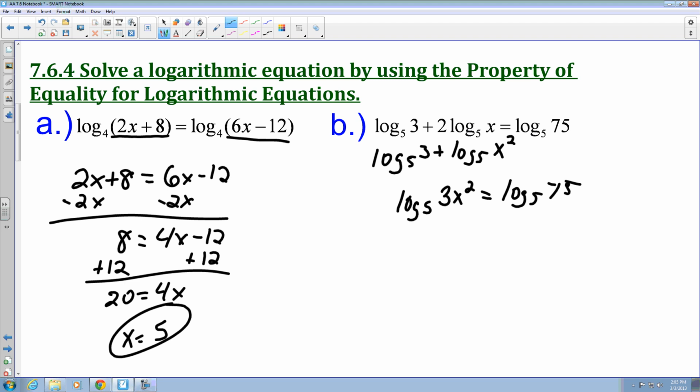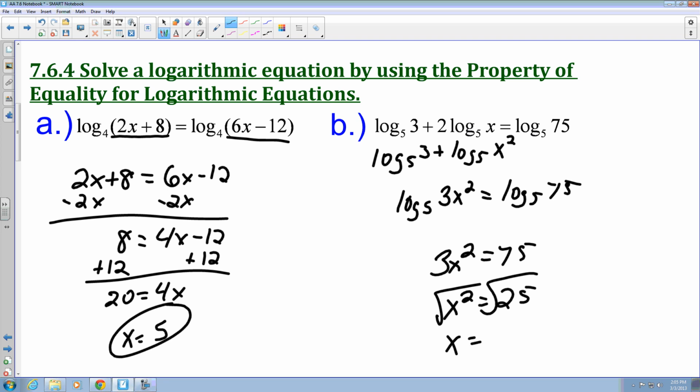So now from here, I don't necessarily need my logarithms anymore. I'm just trying to solve what x is. So I can write this as 3x squared equals 75. Divide both sides by 3, so I got x squared equals 25. Take the square root of both sides. My x could equal plus or minus 5.